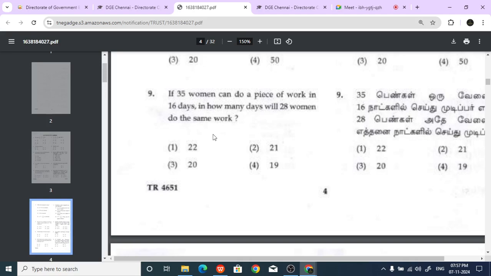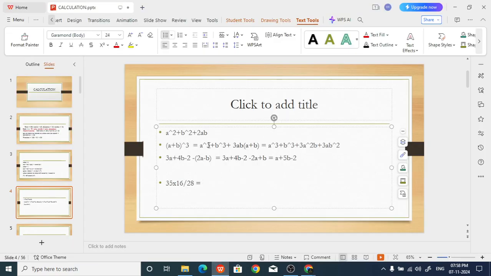35 women can do a piece of work in 16 days. If 17.5 women are there, how many days will they take? They will take double the time, no? 16 into 2, 32 days. I don't know why people are not very comfortable with this.